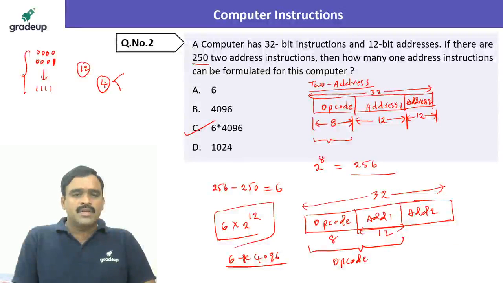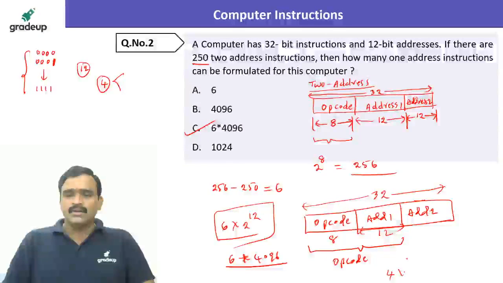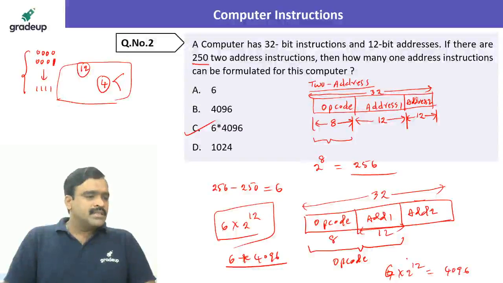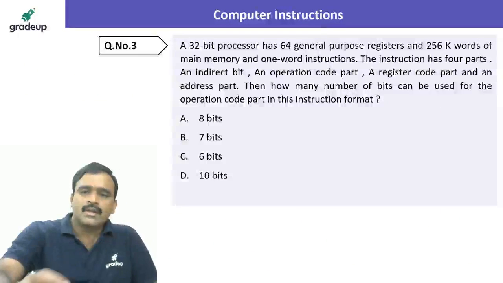For each of the combinations, the address part can be arranged according to the bits available. Here the address part available is 12 bits, right? So the leftover 4 combinations are multiplied by 2 power 12, which is 4096. This is another example I am taking for understanding: if 6 combinations are left over, that is 6 into 2 power 12. Now coming to this question.